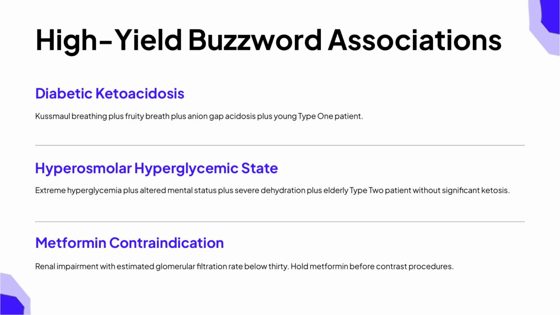And here is a classic pharmacology buzzword association. When the question mentions renal impairment, with an estimated glomerular filtration rate below 30, or a patient about to receive intravenous contrast dye, they are testing you on metformin contraindications. The board loves asking about lactic acidosis risk with metformin. Write these buzzword associations down and drill them with flashcards. They come directly from the clinical vignettes you will see in your question banks.